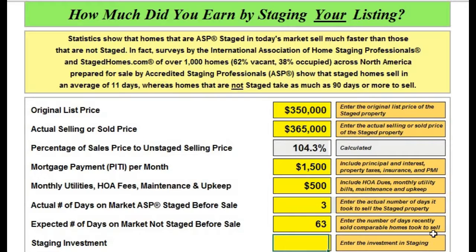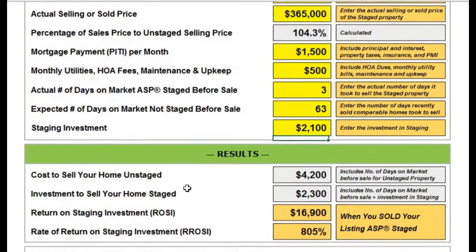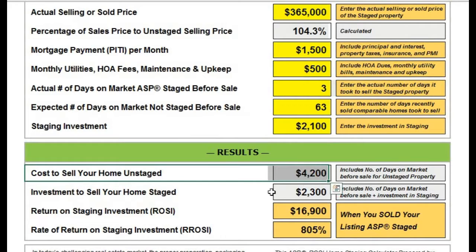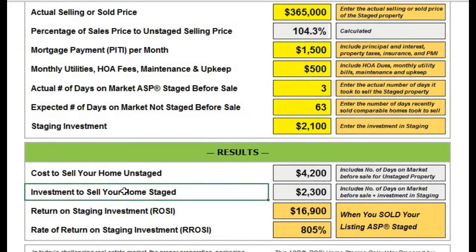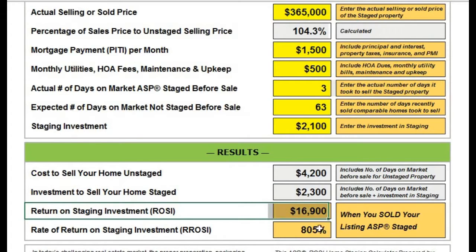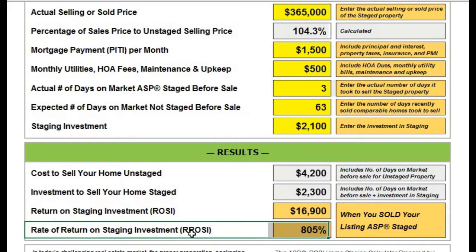And then we're going to use a staging investment again of $2,100. Now you can see that the cost to sell the home unstaged in this case is $4,200. The investment to sell the home staged is $2,300, but the return on staging investment is almost $17,000, and the rate of return on staging investment is 805%.